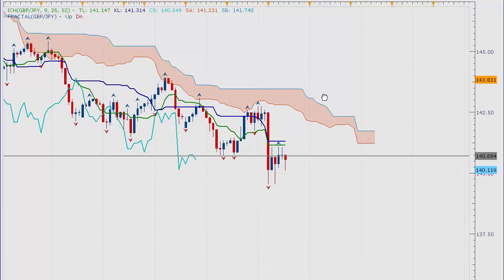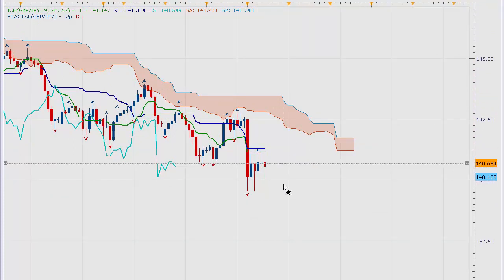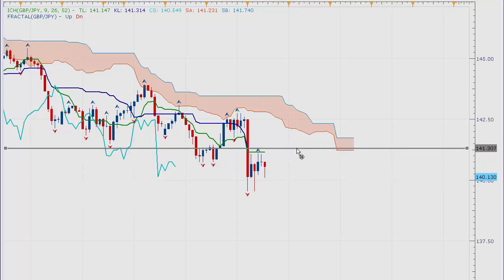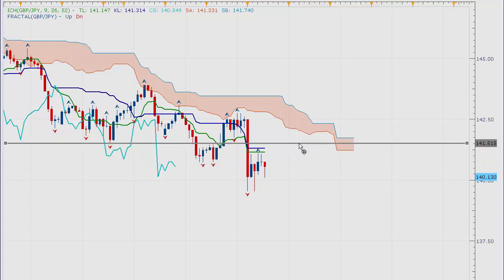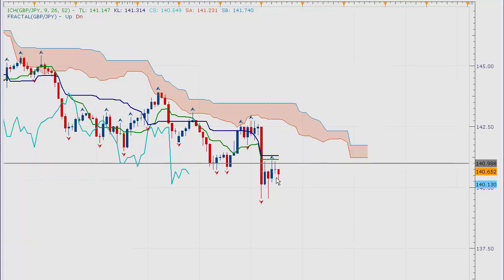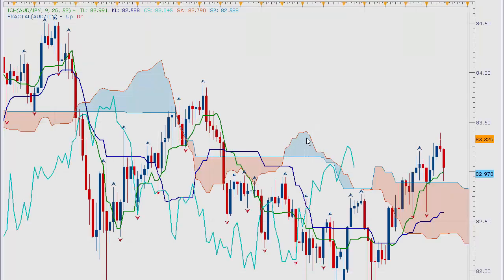So if I was to trade this pair, I'd probably wait for a break below this level and trade that, or if it moves higher, see if we can get a bounce off Kijun-sen maybe. But I don't like it. I don't like the look of it. It's all over the place here. We want it cleaner than that. So next, Aussie yen.